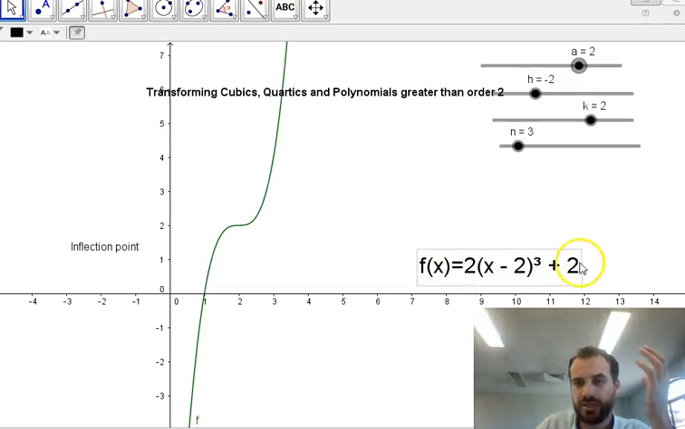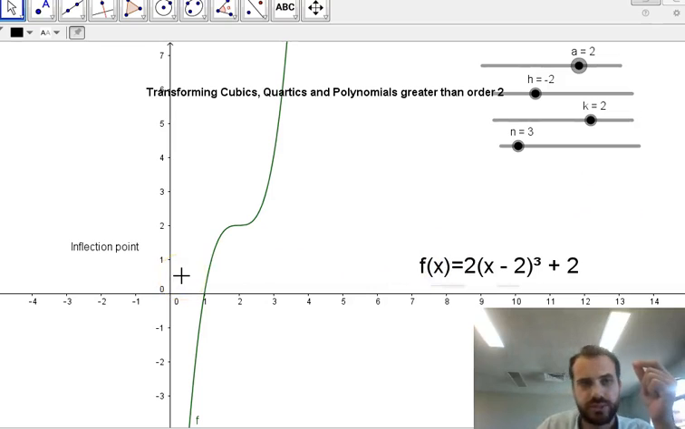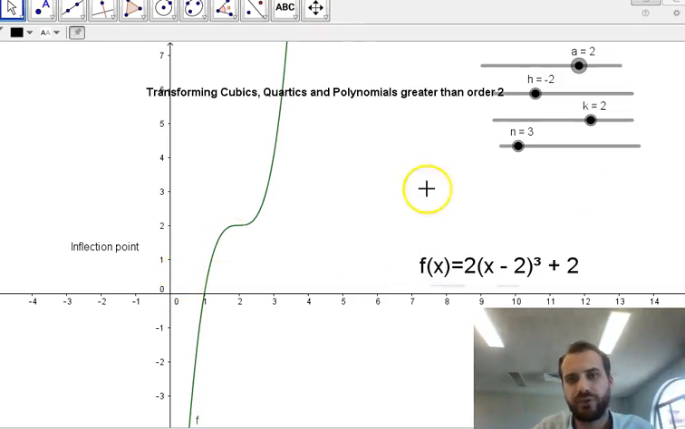You can see it's written in the same form as a quadratic in turning point form. We just have it raised to the power of 3 here. It has a nice little inflection point, and whenever it's written in turning point form, it'll have an inflection point. We will see cubics later on that don't have inflection points. What about quartics? What if I raised to the power of 4? Let's see what happens to this if I raise to the power of 4.